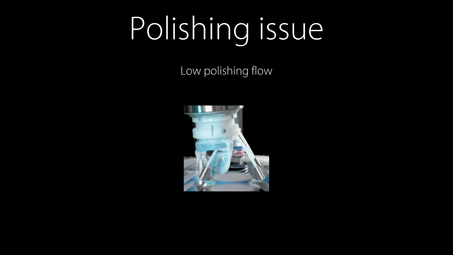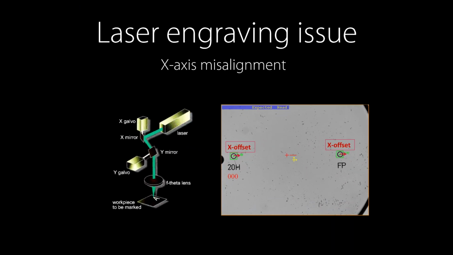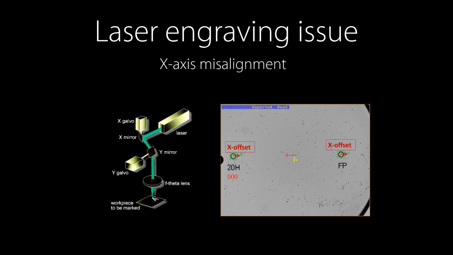And third, let's consider an issue at the laser engraving station. If the x-axis is not well calibrated, then the engravings will be shifted.